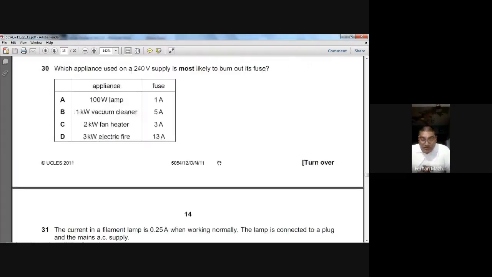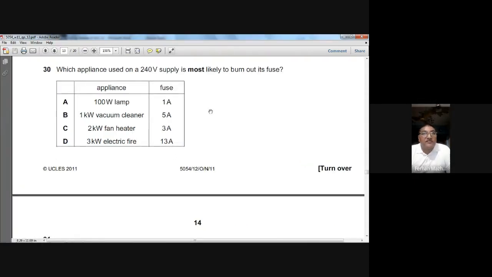Okay, another question is on your screen. Question number 30, an appliance used on a 240 volt supply is most likely to burn out its fuse. So the question is, which appliance will burn out? These are the ratings of the fuses which you have installed. The voltage is 240, the power is 100. So what you will do, you know, power equals IV, and I equals power divided by voltage. So for every appliance, calculate the value of the current it will take.